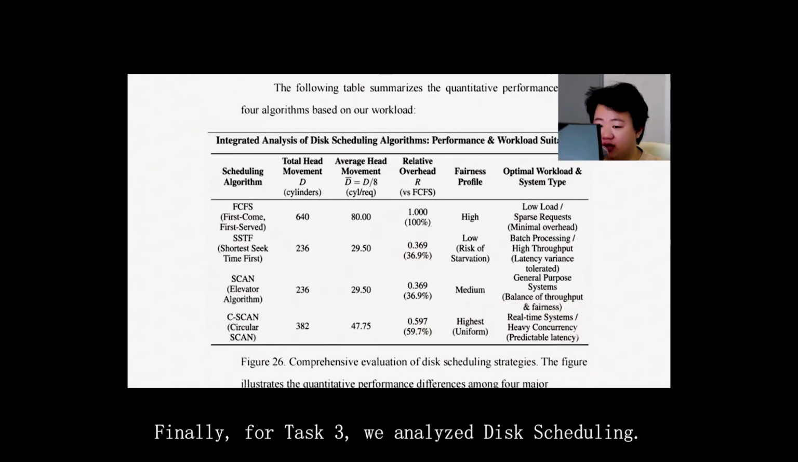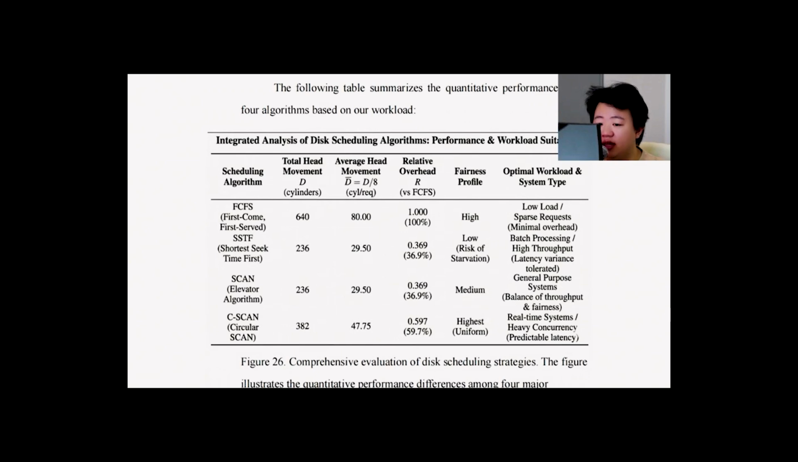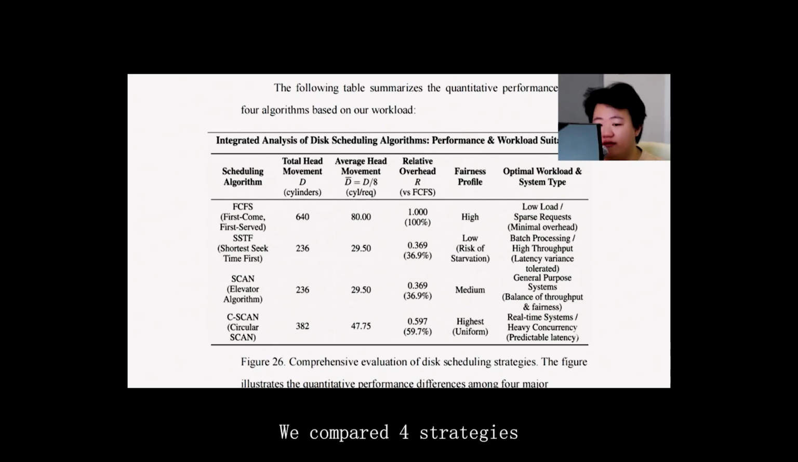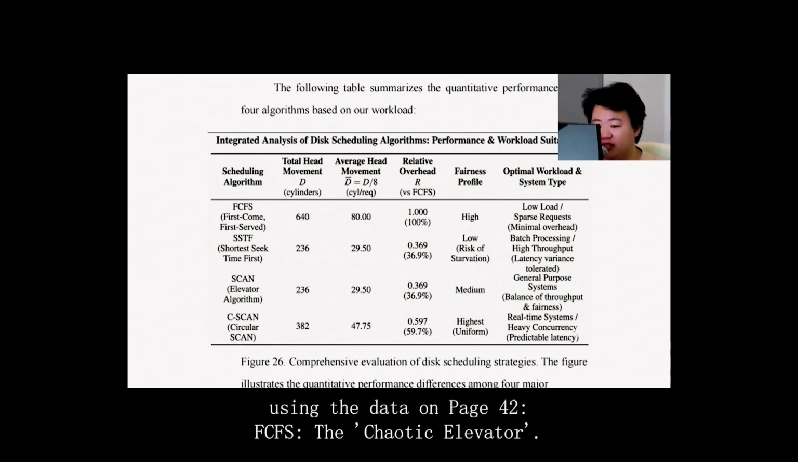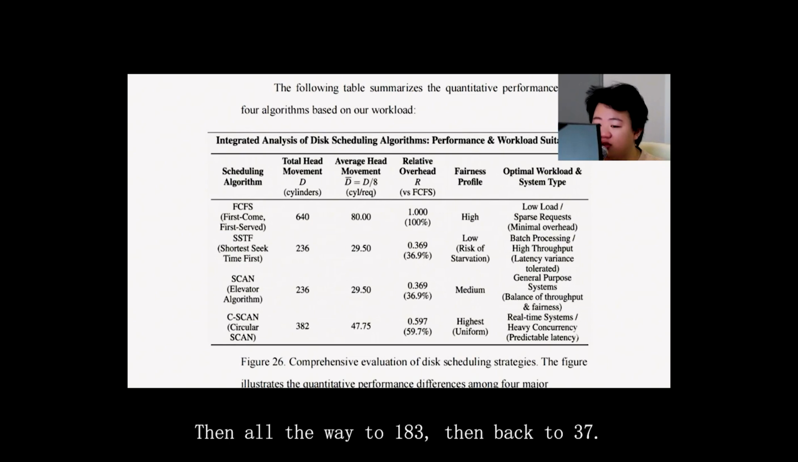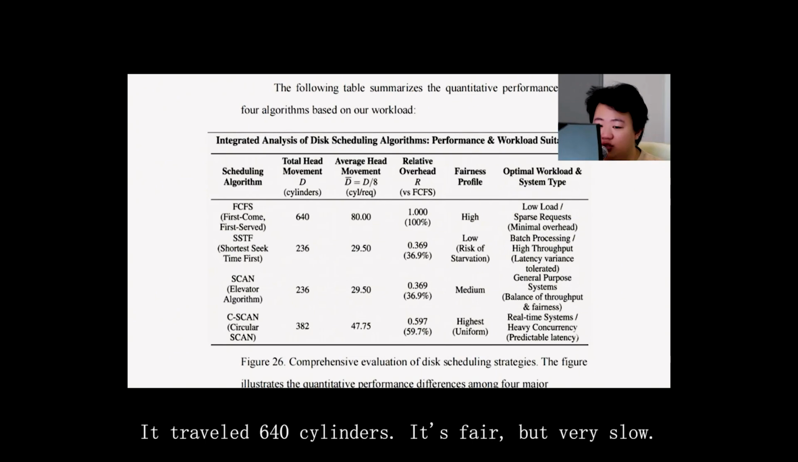Finally, for task 3, we analyze disk scheduling. Imagine that this disk is an elevator serving requests on different floors, or tracks. We compare 4 strategies using the data on page 42. FCFS. The chaotic elevator. It goes from floor 53 to 98, then all the way to 183, then back to 37. It travels 640 cylinders. It's fair but very slow.